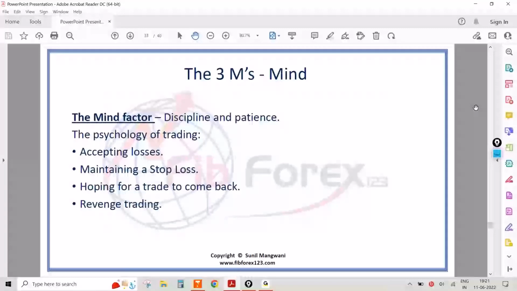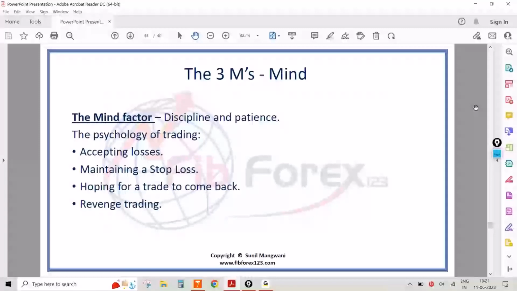Accepting losses, not very easy. A trader must learn to accept losses. Maintaining a stop loss. I hear a lot of excuses from traders who don't keep a stop loss. That the broker can see my stop, and then he will drive price to take out my stops. I get stopped out. But this is exactly what happens. This is what we discussed in the last webinar. That's exactly what they tend to do. And you have to avoid that by maintaining the correct stop losses at the correct levels. This comes down to technical analysis.